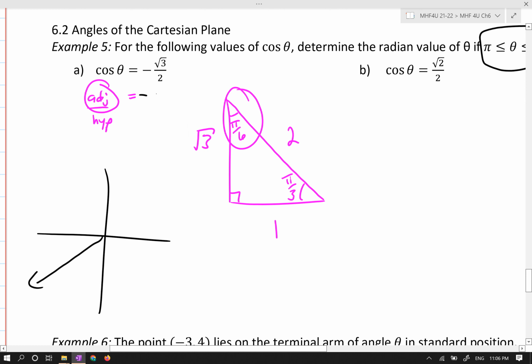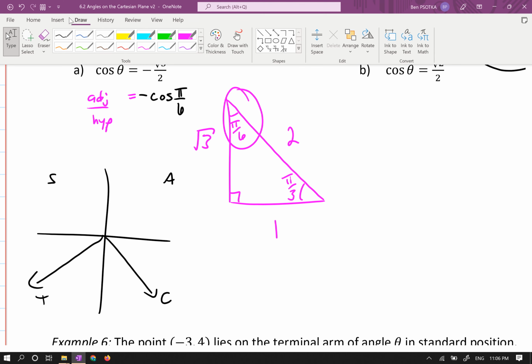So this is going to be equal to negative the cosine of pi over 6, right? I need to keep that negative. That's the key. That's what I was talking about. So if we're keeping that negative in place, then I need to ask myself, okay, in which quadrant will I be working? Whoops, did I lose an arrow down there? There we go. So I'm working down here.